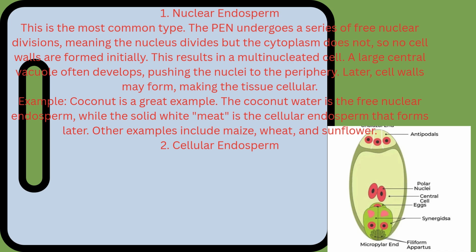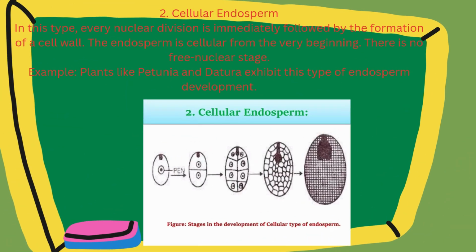Now, here are the examples. Coconut is a great example. The coconut water is a free nuclear endosperm, while the solid white meat is a cellular endosperm that forms later. Other examples include maize, wheat, and sunflower.